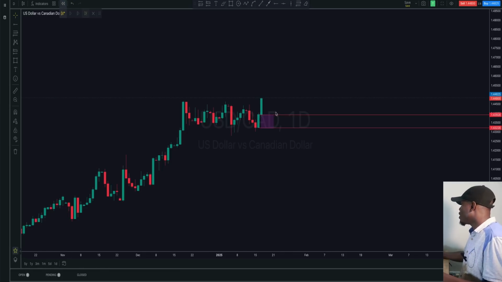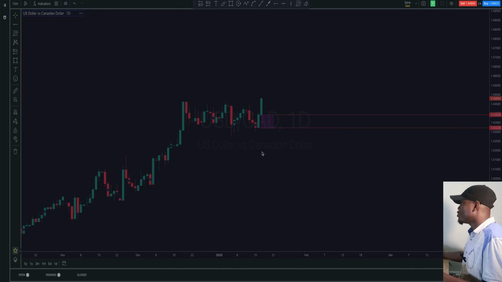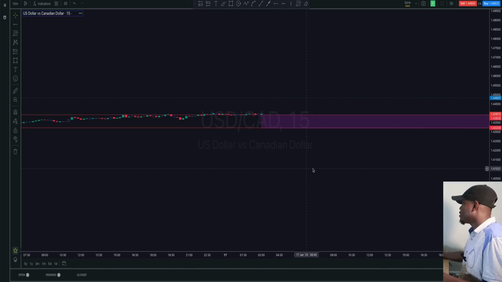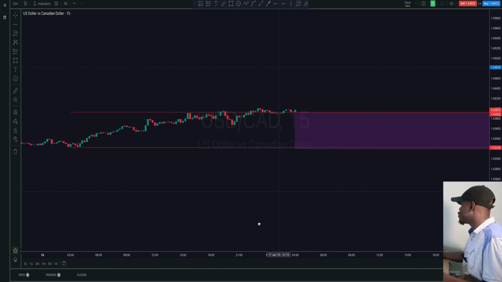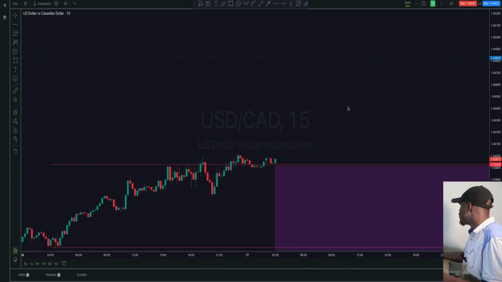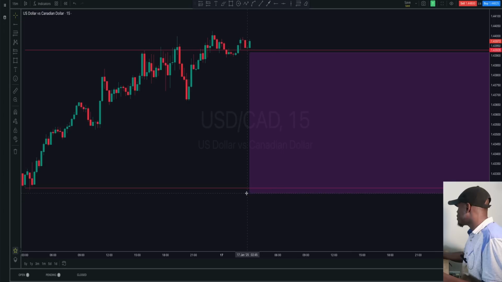So let's just do a replay around here, so that we can see what happens. Right, go to the 15 minutes chart. Right, so this is on USD CAD 15 minutes chart. Now we are waiting for the market to come back into the purple zone. Can I adjust the purple zone like this, just to fit between the red lines.